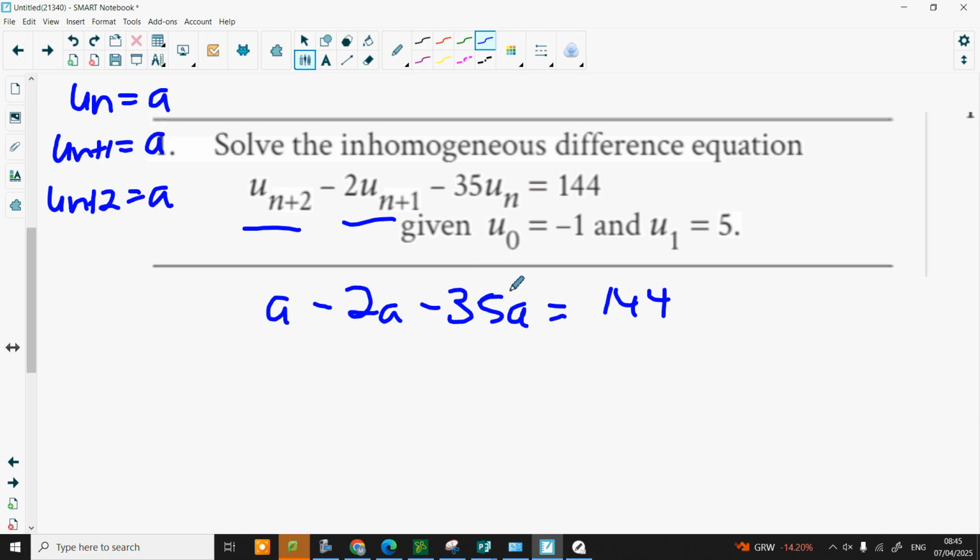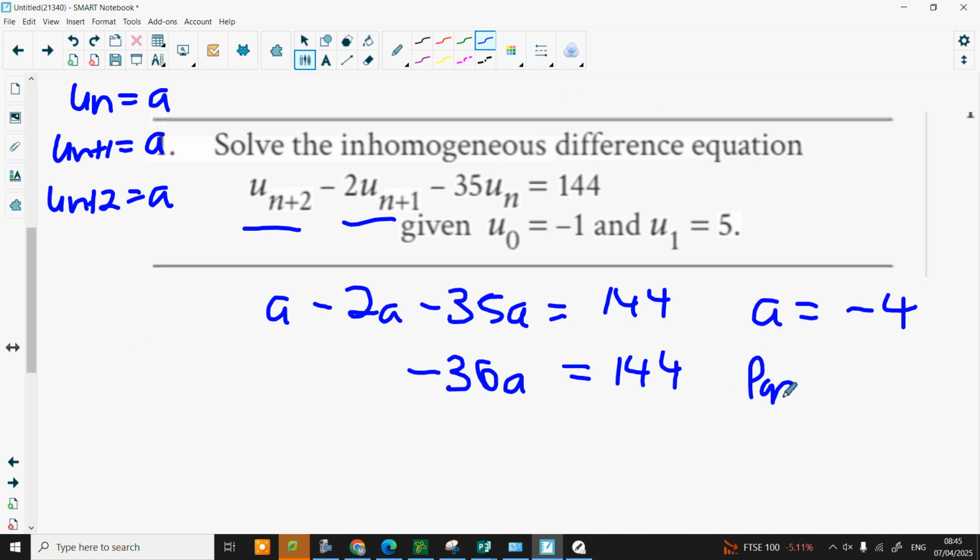And then you go, okay, what is that then? That's, I think it's minus 38. Is it minus 38? Yes, minus 36, thanks. Minus 36A is 144. Then you divide by minus 36, you get A equals minus 4. Okay? So what we say is, particular solution, Un equals minus 4. Okay, then you just park that off to the side.